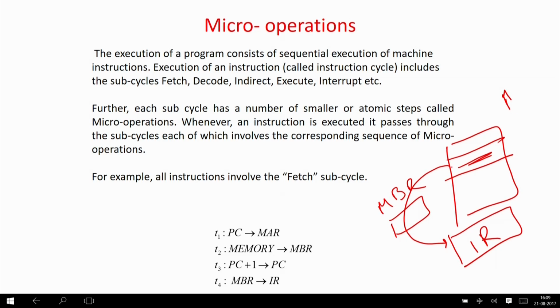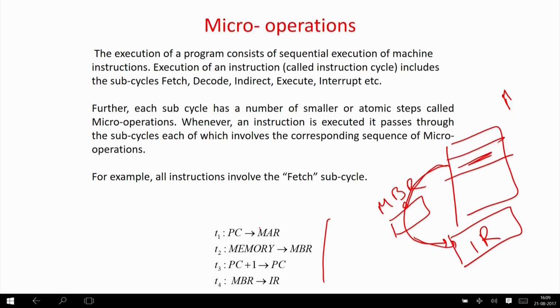Now this memory will put this data to the memory buffer register. That is the second stage, second unit of time, that the memory will put the data in the memory buffer register. Now what? Now you have to increment the value of program counter, because the next instruction has to be fetched in the next cycle, and then the memory buffer register will write it to the instruction register. So, you can see that I am having 4 basically micro instructions, and they are involved in the fetch instruction.